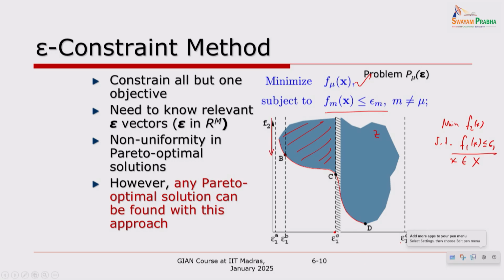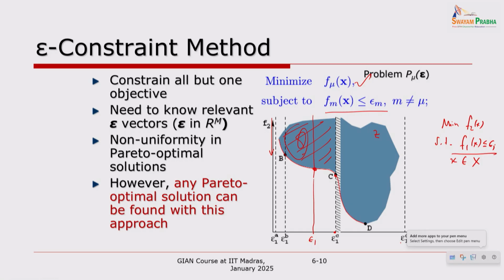What will be the result of this problem? C, right? Because this is the feasible region, I am minimizing for F2, I will get this, which was difficult to find using weighted sum. If you want this point, all you have to do is put an epsilon here, choose this epsilon and put it over there, and this becomes your feasible region, and this will be your solution, which was difficult to find.